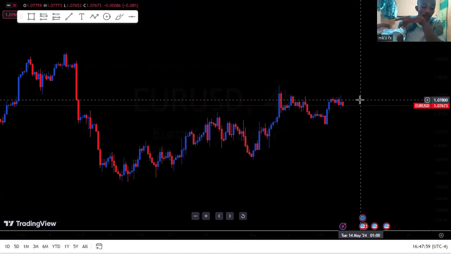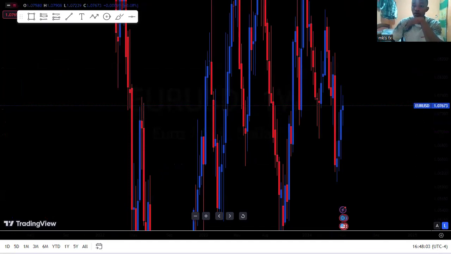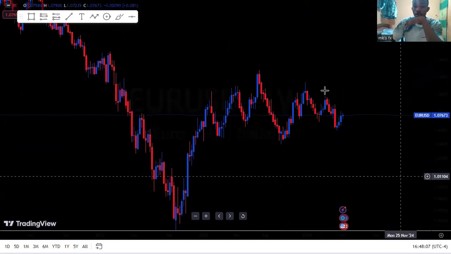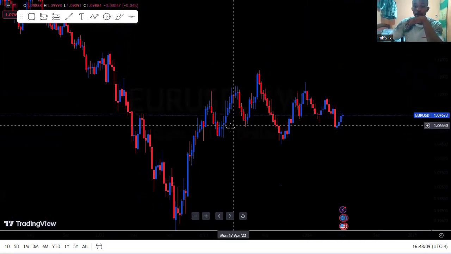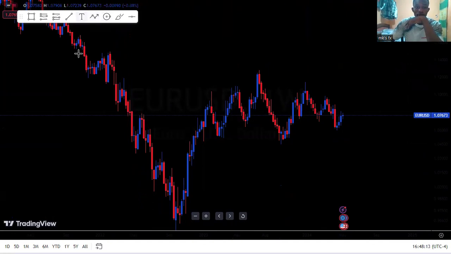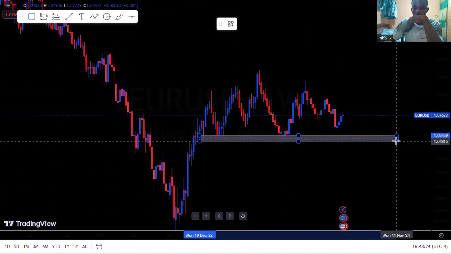Now, what is the weekly time frame saying on Euro USD? On the weekly time frame, I see the recent reaction I have is a consolidation, right? I have a consolidation. You see, I have this zone as my demand, right? I have this zone as my demand.